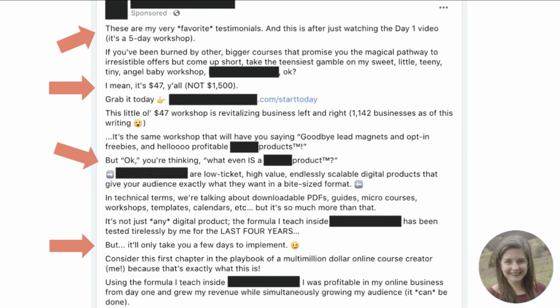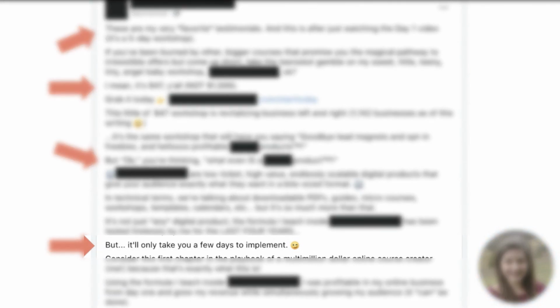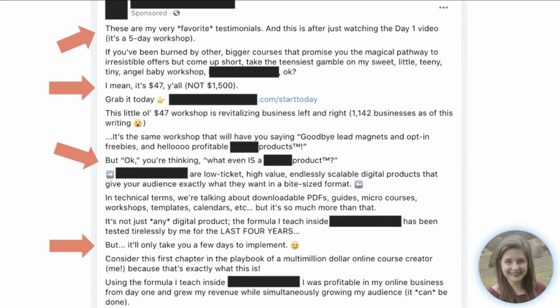Number 4, so if we hop on down to our last arrow on this screen, we see, but it'll only take you a few days to implement. That's what we decided was our promise in our copy brief. This is a small thing, but in conversion copywriting, we always want to be as specific as necessary. So a few days, okay, what does that mean? How much is set up inside the course? Am I going to be able to do it in 3 days reasonably? 5 days, 7 days? What is a few days? So I would encourage being as specific as you can in the copy whenever possible.